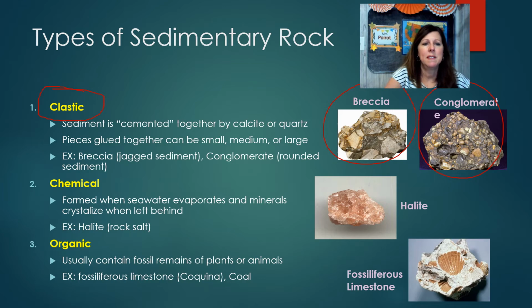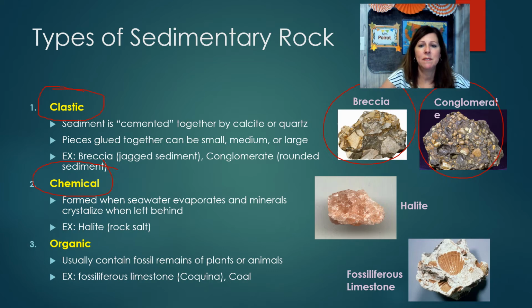So let's talk about the chemical sedimentary rocks. So chemical sedimentary rocks form when water, usually seawater, evaporates. So most of our water contains dissolved minerals, and so as the water evaporates, the minerals in the water become so concentrated to the point that they precipitate out of the solution and they crystallize.